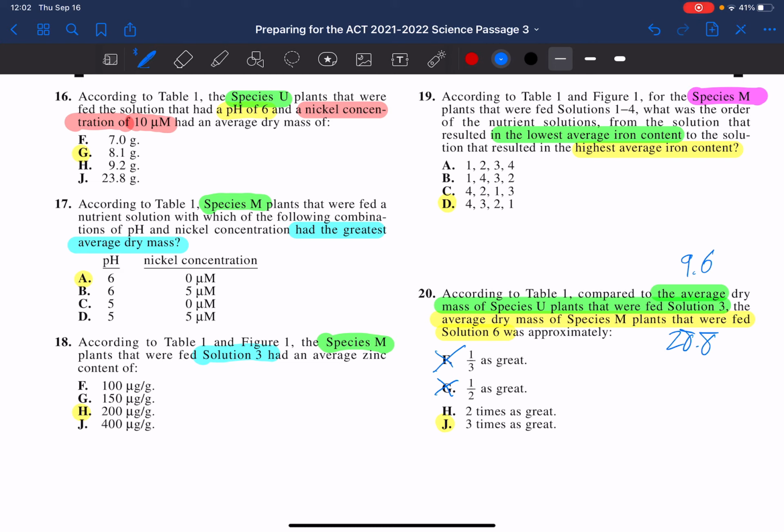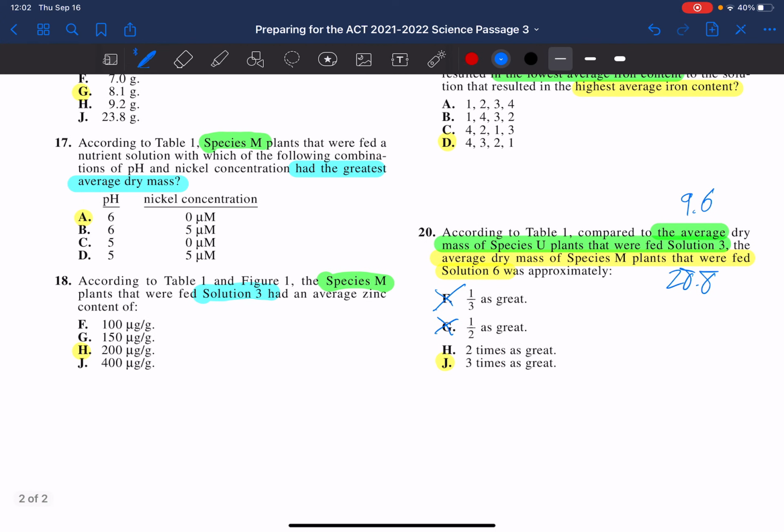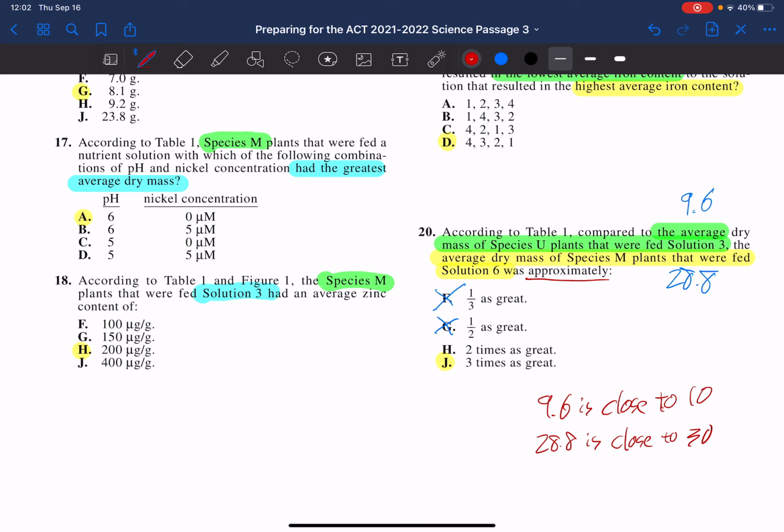Now, is it 2 times or is it 3 times as great? Now, here's an example where you don't really have to do precise math. Instead, all you have to do is just do some rounding. So 9.6 is close to 10, and 28.8 is close to 30. Does it have to be right? No, but that's why they have the word approximately in there. So approximately, it's about 3 times as great. So that's why the answer is letter J.